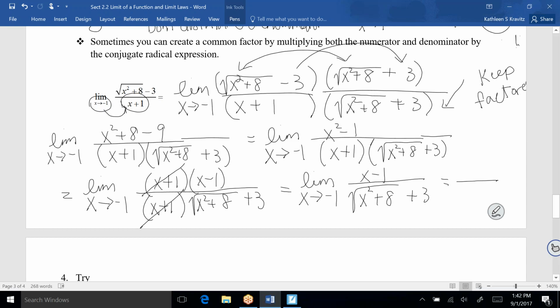In the denominator, when we plug in a -1, we have the square root of 1 plus 8, so we have the square root of 9 plus 3. And in the numerator, when we plug in a -1, we're going to have -2. So this is going to be equal to -2 in the numerator, and in the denominator, we're going to have a 6. And so this limit is going to be equal to -1/3.